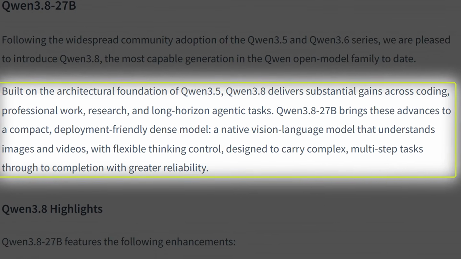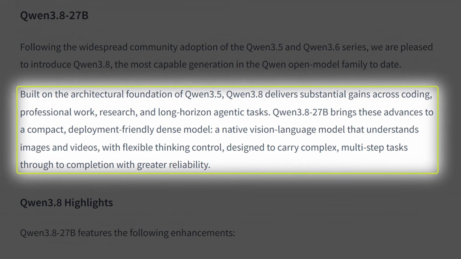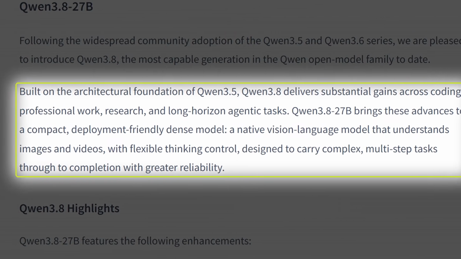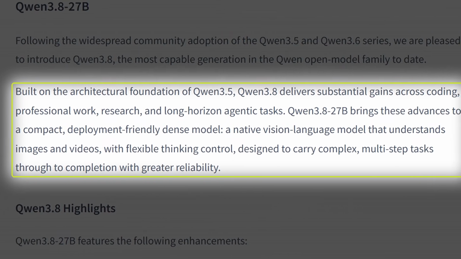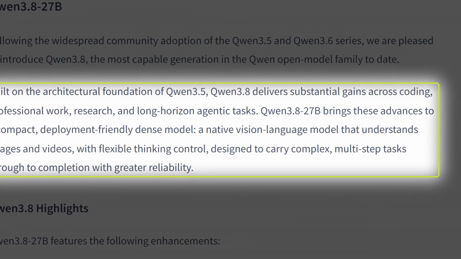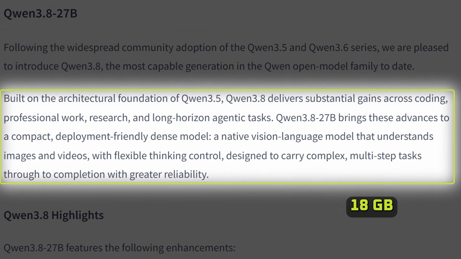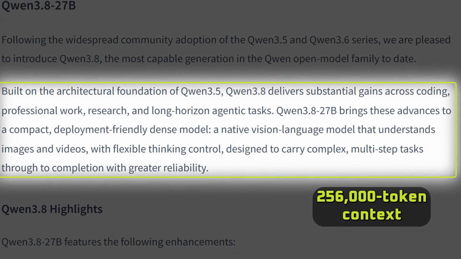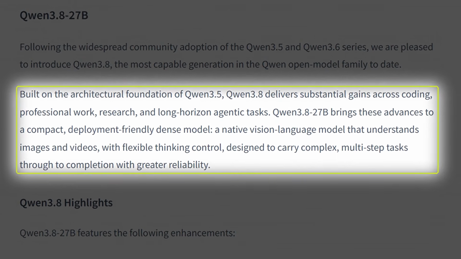The Ollama listing tags the 27B with vision, tools, and thinking. The vision tag is not decoration. Images go in beside text in the same local build. And there is an MLX build for Apple Silicon at the same 18 GB, with the same 256,000 token context.